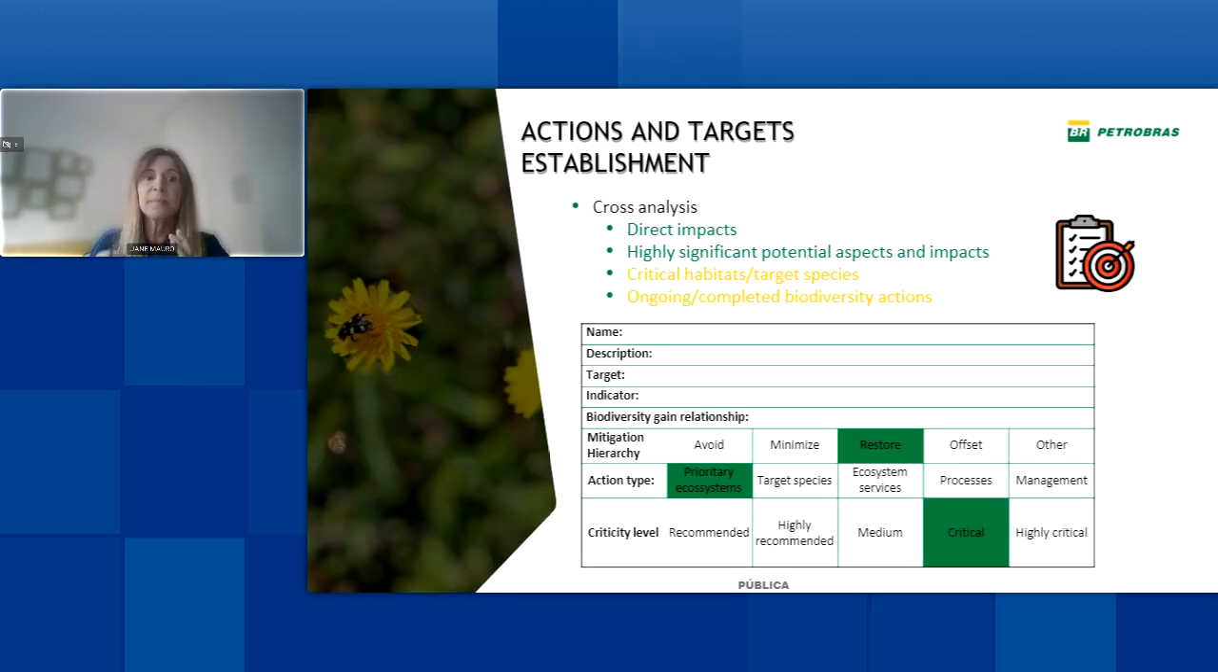So we made a cross-analysis of the information, considering the direct impacts, the highly significant potential impacts, the critical habitats, the target species, and the ongoing and completed biodiversity actions that the unit is already developing, and established the actions and targets with indicators, with the definition of the biodiversity gain relationship, the status in the mitigation hierarchy, the type of action that we classified into target species, priority ecosystems, ecosystem services, processes and flow management, and the criticality level of the action.